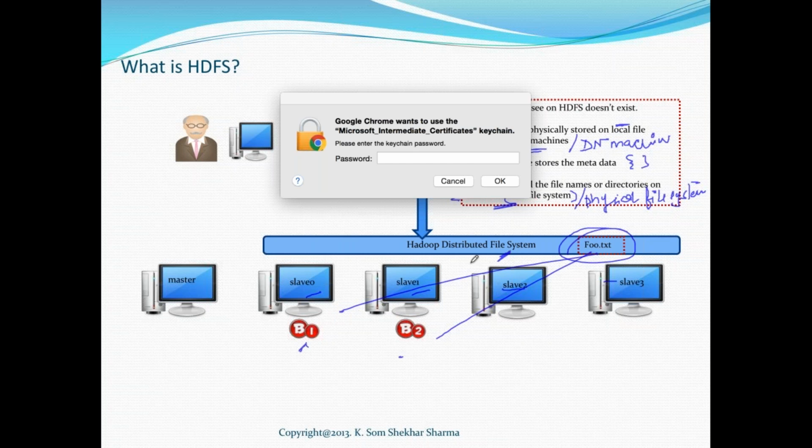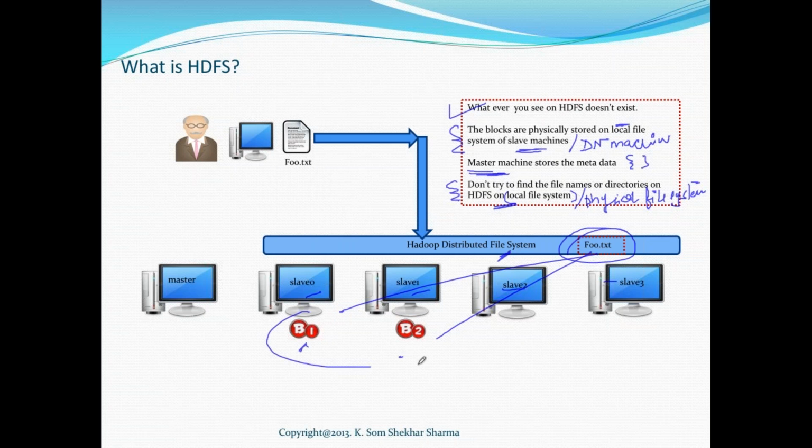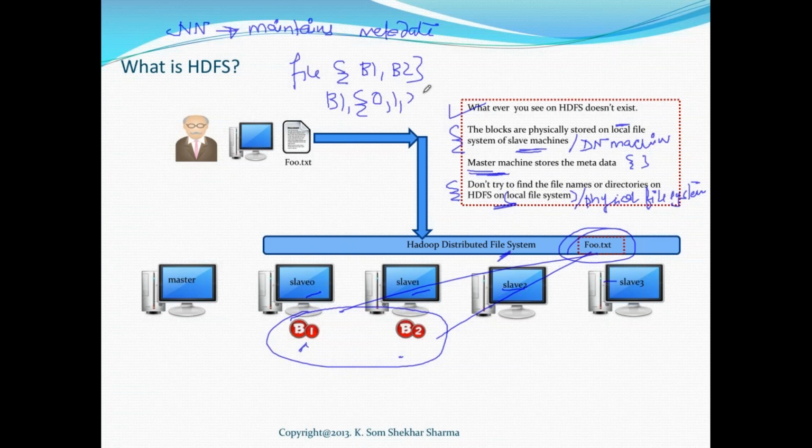Only these replicas are physically associated, and the name node knows through its metadata information which blocks belong to which file. The name node maintains the metadata through which it comes to know that, given a file, how many blocks it has been broken into, and which data nodes are hosting the blocks.